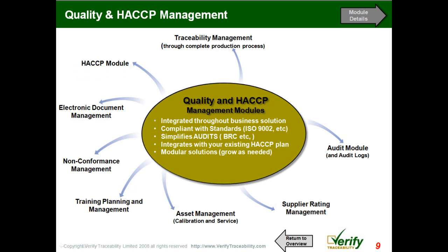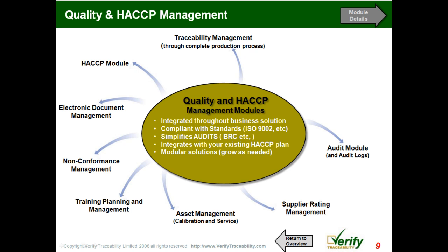Then the quality module that's got the HACCP included in it. You can see that it does traceability management. It's got a HACCP module, electronic document management. There's a non-conformance management, training and planning management. In other words, one example is that if a certain operator is not trained to operate a piece of equipment, and this is an automated or semi-automated system, then that person will not be able to operate that piece of equipment if they didn't have training on it. The whole system will actually stop them from using that equipment.